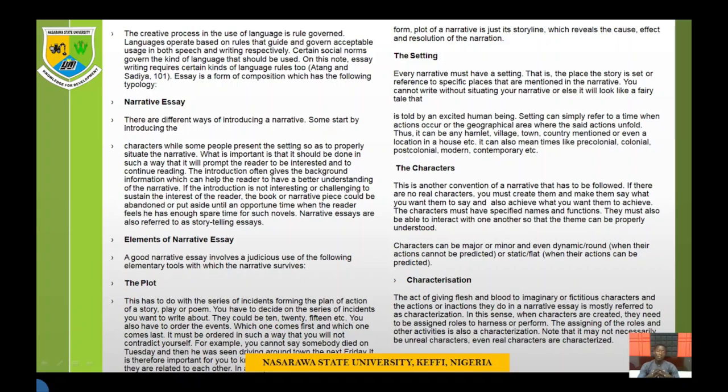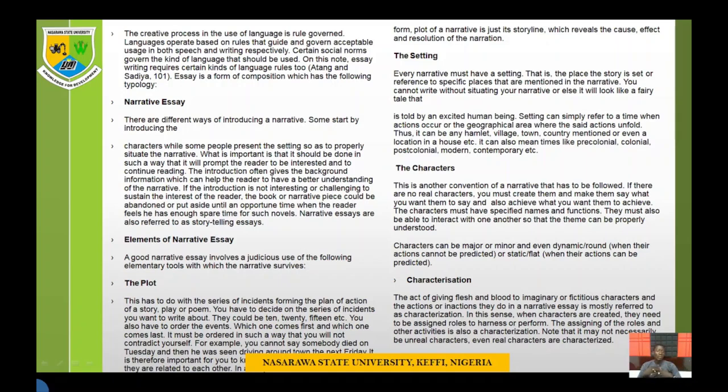So essay is a form of composition which has the following typology or types. One is narrative essay. The word narrative is got from the word narration, and that narration too is got from the root word narrate, and to narrate is to tell a story. There are different ways of introducing a narrative essay.